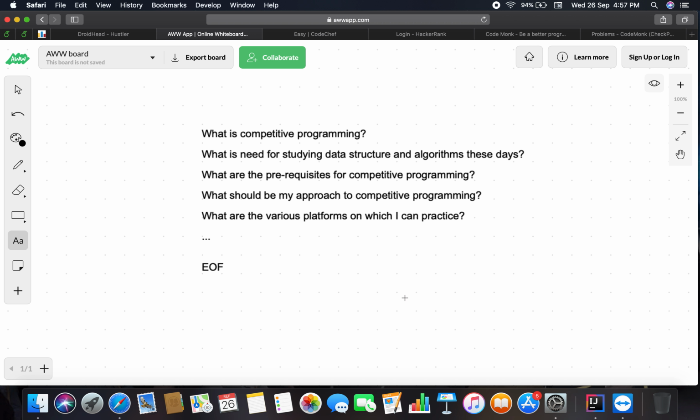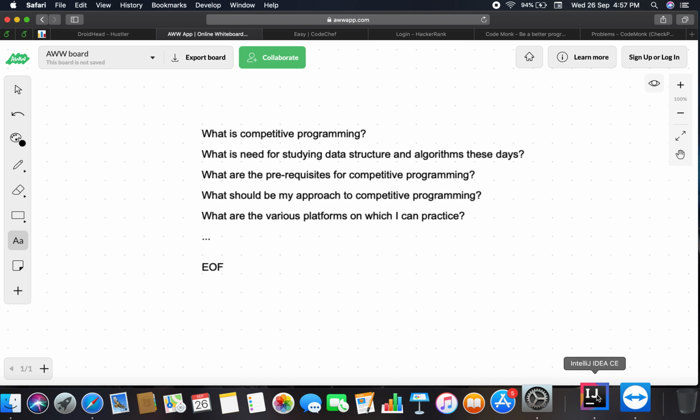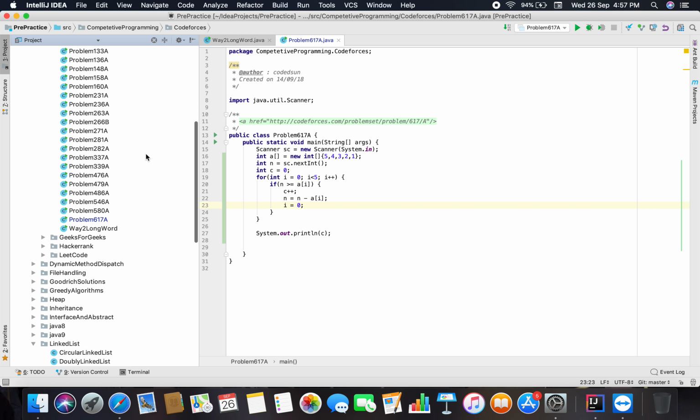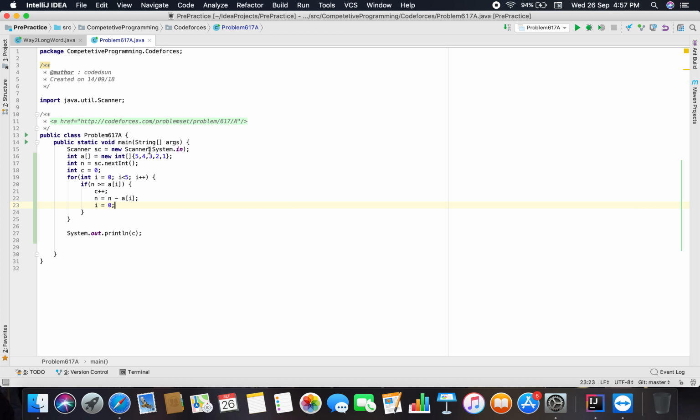That's all for today. We are going to start with Codeforces now. I will be covering every problem and its solution, how to approach that problem, and how I solved it in my editor. This is my editor. I have not done a lot of work, but yes, I have just started. So I will be going around with all the problems and how to solve them.